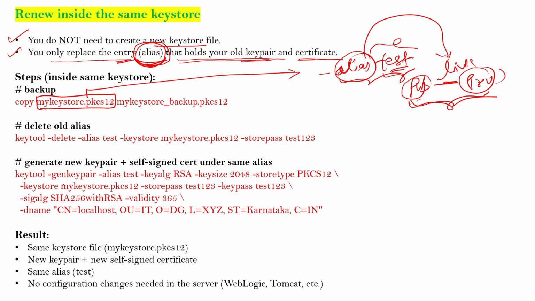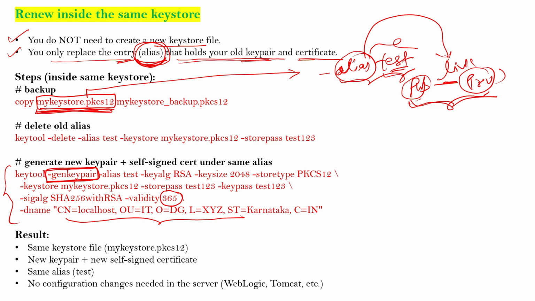The command that we use to generate the new key pair is keytool -genkeypair. This -genkeypair command is going to utilize your existing key store, but it will generate the new key pair inside your key store along with your new self-signed certificate, with the new validity. So this is going to automatically renew your certificate, or you can say it is going to replace your old certificate with the new certificate, right?